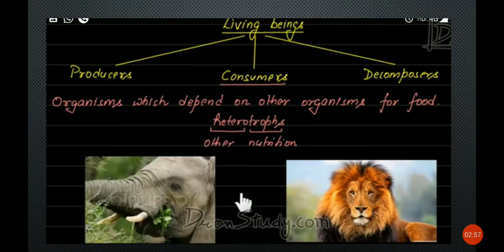And this is about consumers, organisms which depend on other organisms for food. So consumers are also called heterotrophs. Hetero means other, trophs means nutrition. So consumers are also called what? Heterotrophs. Means the organisms which depend on other organisms for food. Very good. Example, elephant and lion. All the animals, you can give as examples for consumers.